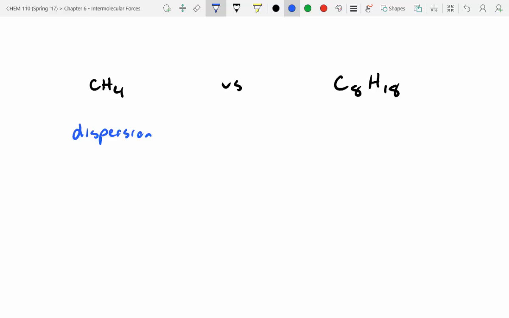What about on the right? It's going to be dispersion too. It only has carbon and hydrogens, right? So now we're stuck, right? They have the same intermolecular forces. But what did I say was special about dispersion forces? We said with geckos that they can use dispersion forces to climb, but that all depended on what? Surface area. Which one has more surface area? Yeah, the one on the right has way more surface area.